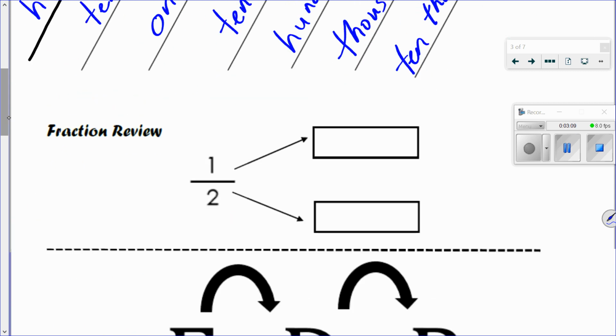Okay. Fraction review, real quick. The 1 is what we call, what's the mathematical term for it? Numerator. The 2 is what we call? Denominator. Everybody good so far? Okay.